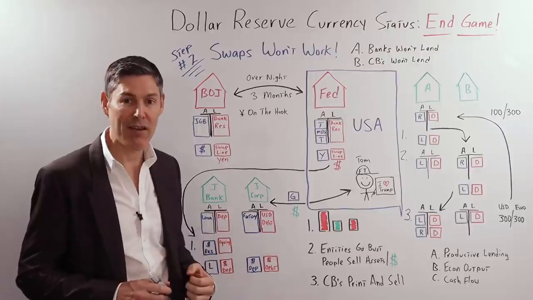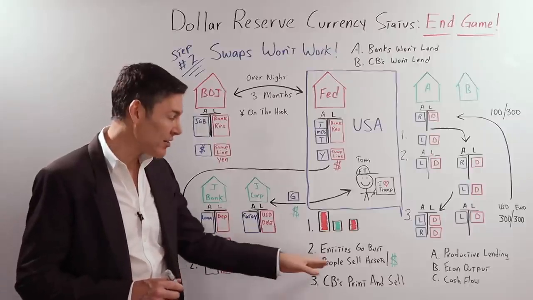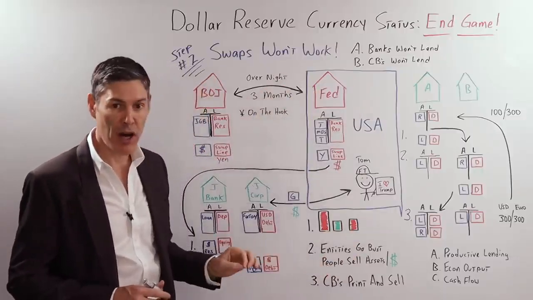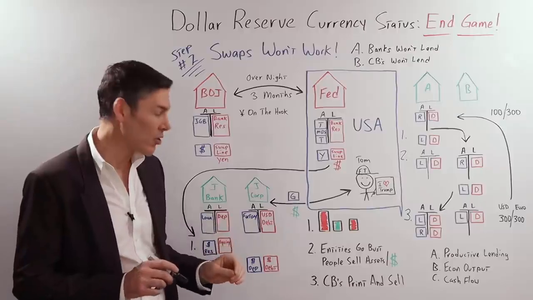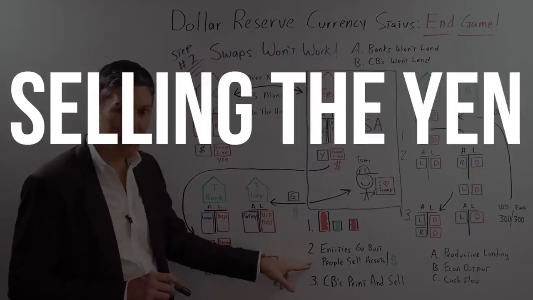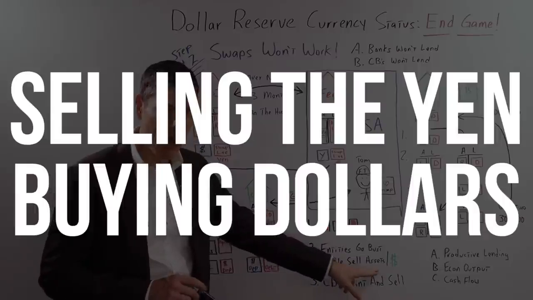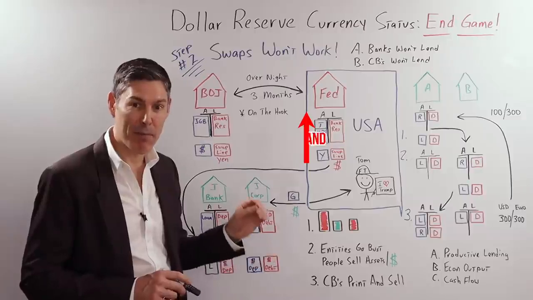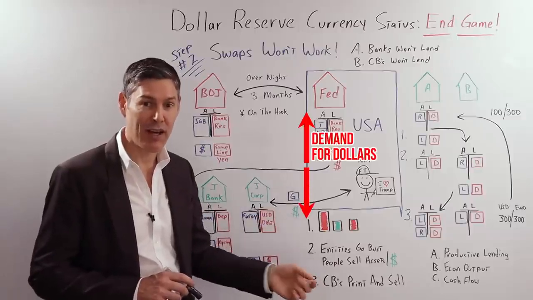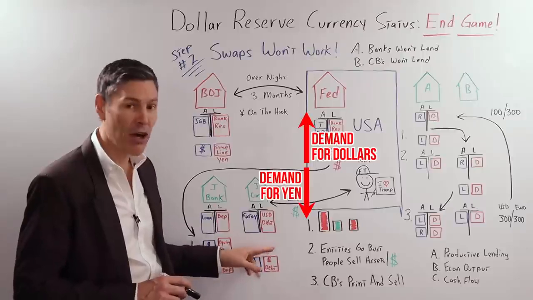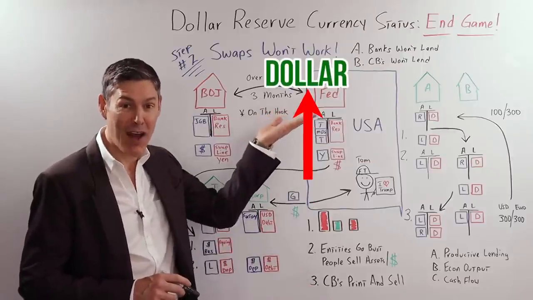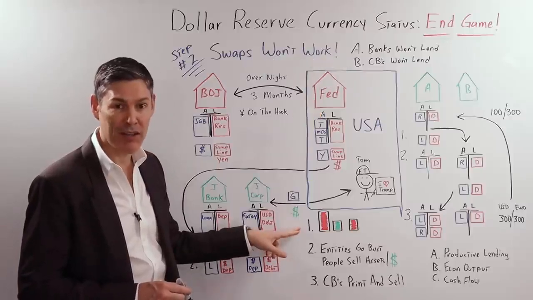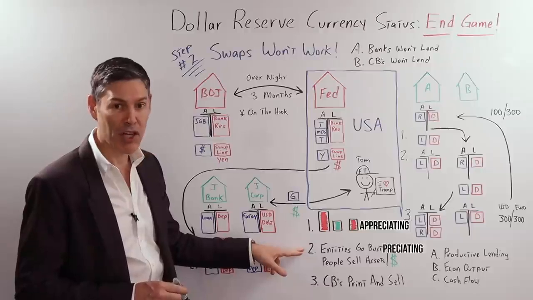Either they see them as a safe haven asset, or they just need the dollars to do business because the entire global economy works on dollars. So basically what they're doing is they're selling the yen and buying dollars. What does that do? That increases the amount of demand for dollars and it decreases the amount of demand for the yen, which makes the dollar appreciate in value against the yen. So in this case, the dollar demand is increasing, it's appreciating. In this case, it's appreciating again.